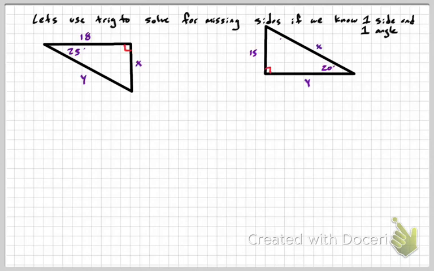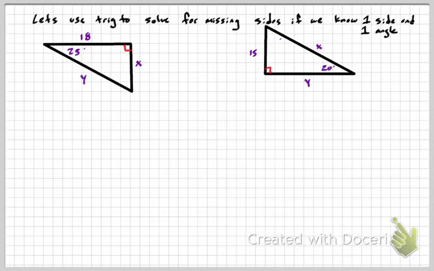What is up, everybody? All right, this is our second video for 8.4 and using trig. So now we're going to use trig to solve for missing sides of triangles, right triangles. And in order to do that, you need to know at least one side of the triangle and one of the non-right angles.